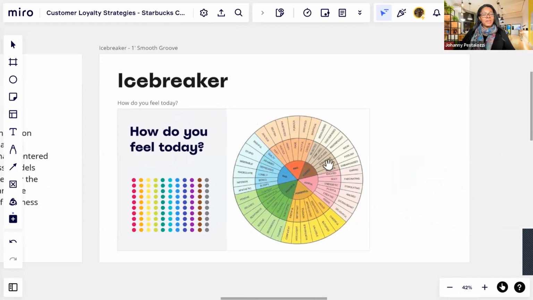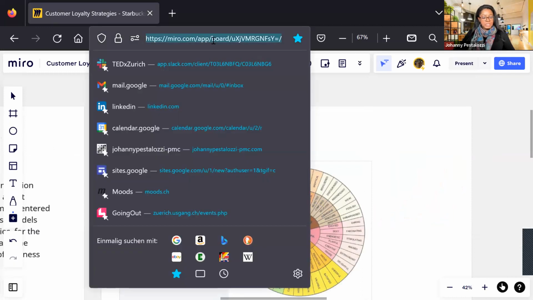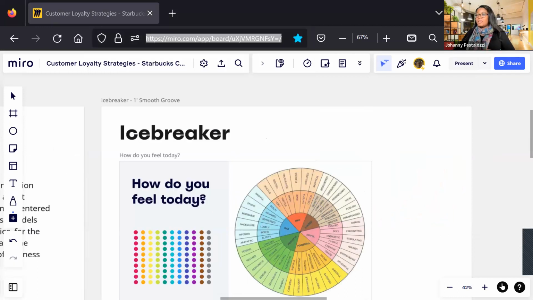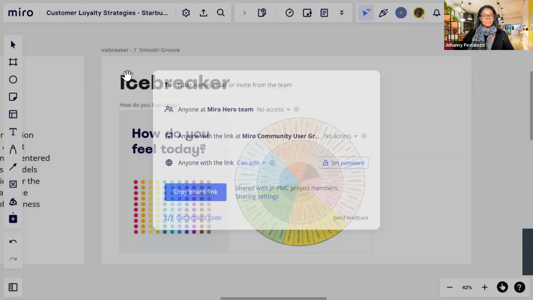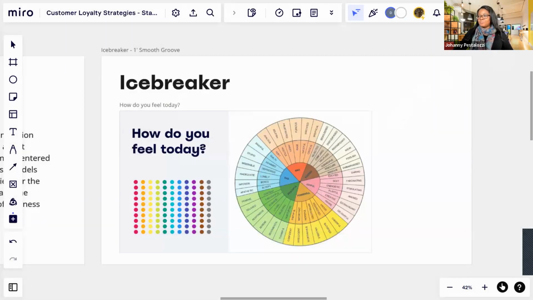Good, so let's jump right into the icebreaker. I will share the link of the board in the chat. And then feel free to click on it and access the board. I think it's already in the edit version. Yes, perfect. Okay, perfect. So people are slowly joining.